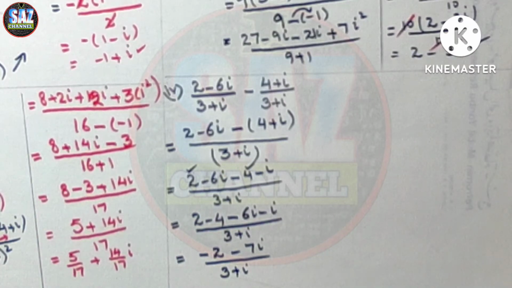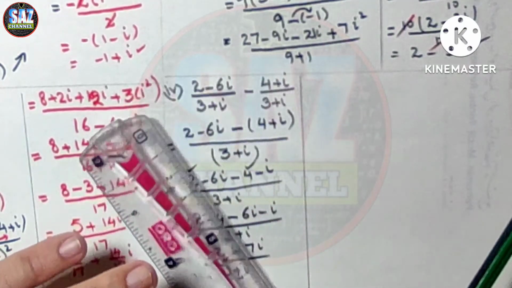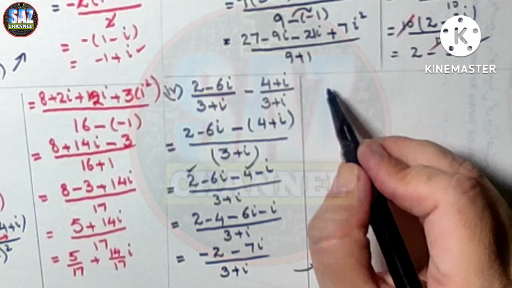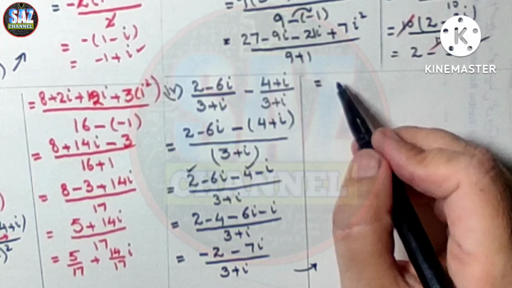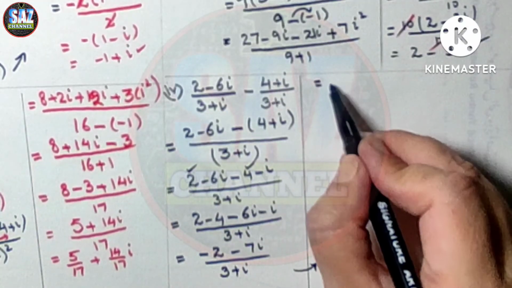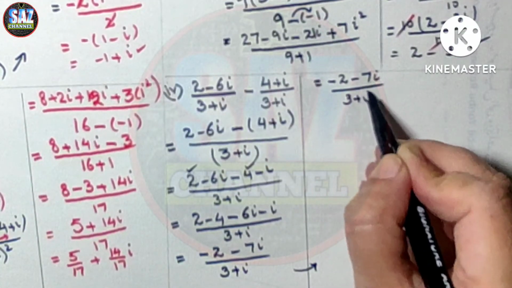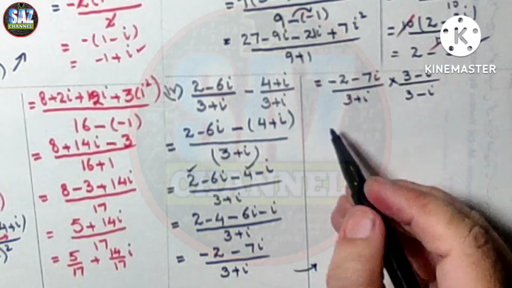Now, if we compare this part, we can see the question is similar to the previous part. What we have to do is remove the complex denominator, and to do that we have to multiply and divide this fraction by the conjugate of the denominator, that is 3 minus iota, so (-2 - 7 iota)/(3 + iota) times (3 - iota)/(3 - iota).